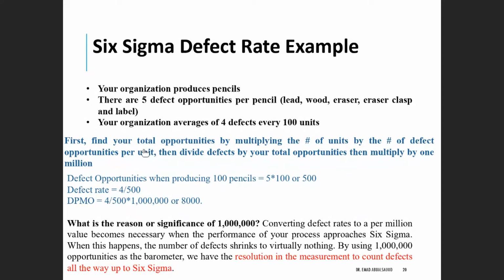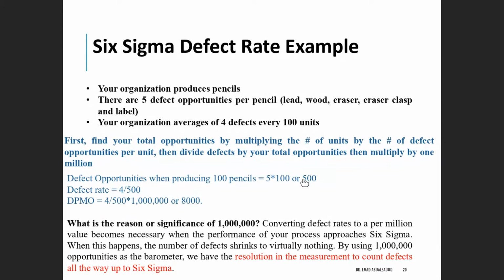Well, first we have to find the total opportunities, by multiplying the number of units, 100, by the number of defect opportunities per unit. We have 5 opportunities here. For each unit, each single pencil can have 5 opportunities. So we multiply the number of units, 100, times the 5, and that will equal 500.